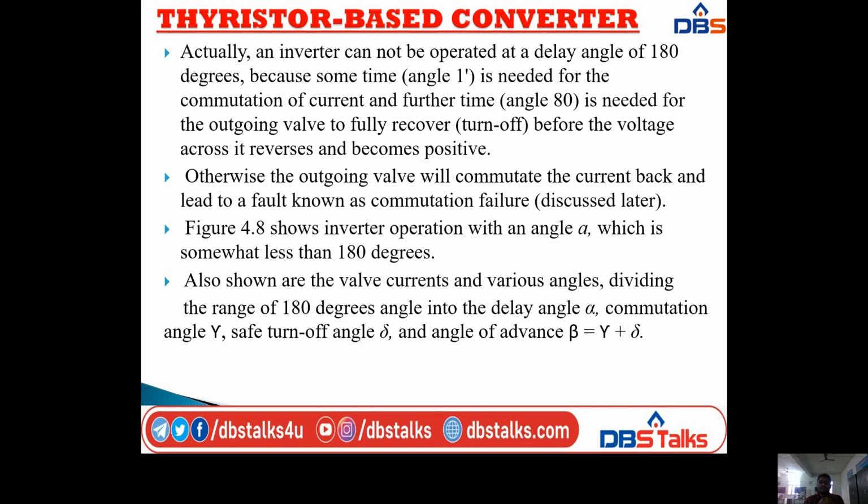Here I will show one more diagram. The diagram shows the inverter operation with an angle alpha somewhat less than 180 degrees, because an inverter cannot be operated at a delay angle of 180 degrees. Also shown are the valve currents and various angles dividing the range of 180 degrees into the delay angle alpha, commutation angle gamma, safe turn-off angle delta, and angle of advance beta, which is equal to gamma plus delta.